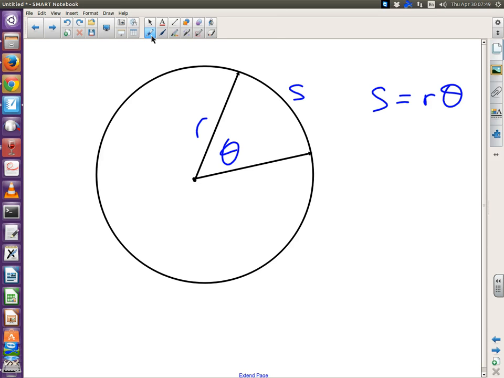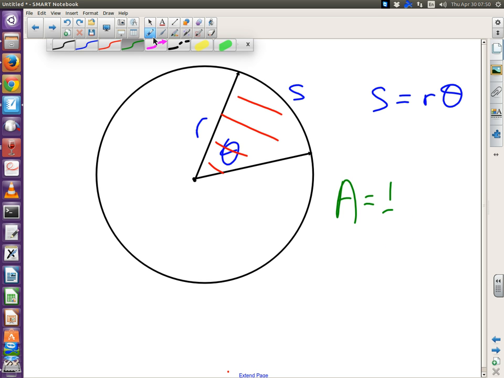Okay. Do you know anything else about that sector? Do you know anything about the area of this piece of this pizza, the piece called the sector of a circle? Do you know the area formula for this? Well, what's the area of a whole circle? Pi r squared. Okay. So I'm going to say that the area of that little piece is 1/2 r squared theta. My smartboard reboots every now and then. It's okay.